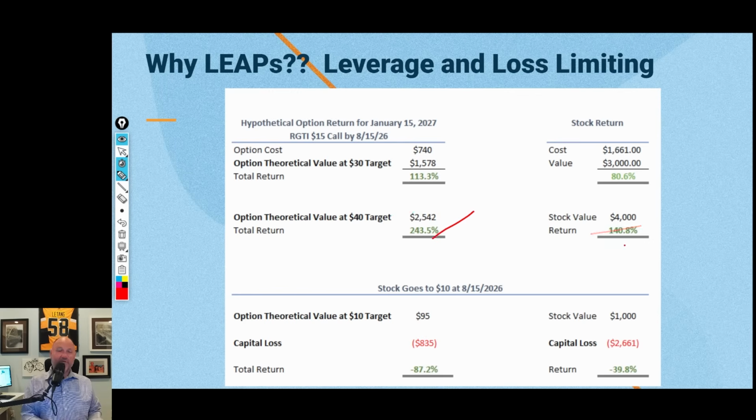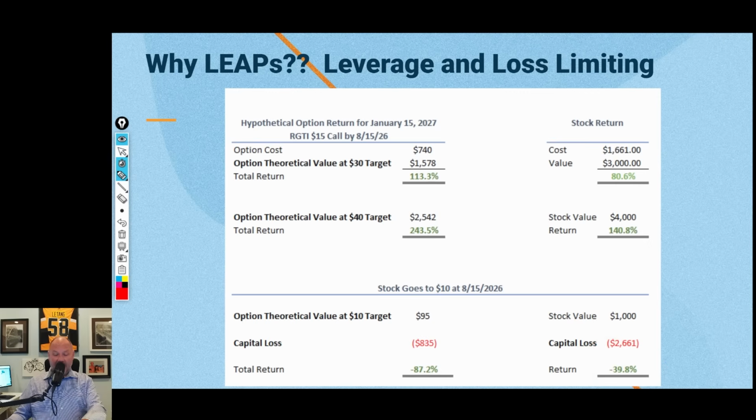Notice that your leverage here is much more with those options. I always like to point out the downside here. The most I can lose is that $740. Let's say it goes down to $10 on August 15th, 2026. My option is still worth $9. I've lost $835, and I'm down 87%. On the stock side, I've lost $1,000, right? And the capital loss on that stock holding is $2,600 and change. My loss is 40%, so about half. I'm in better shape. There's your benefit of holding.